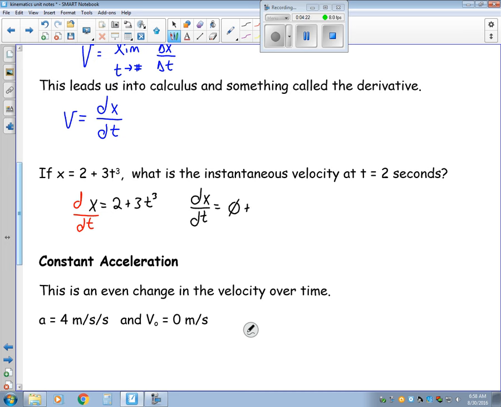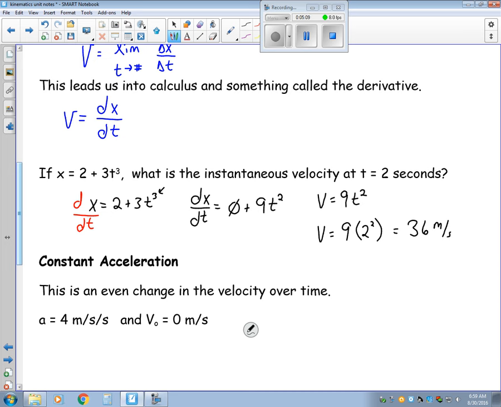Then to find the derivative of 3t cubed, you take the exponent and multiply it by the coefficient. So 3 times 3 is 9. Then you subtract 1 from the exponent, so 3 minus 1 equals 2. That means the velocity, because dx/dt is velocity, will equal 9t squared. At 2 seconds, the velocity would equal 9 times 2 squared, so that is 9 times 4. At 2 seconds, it's 36 meters per second.